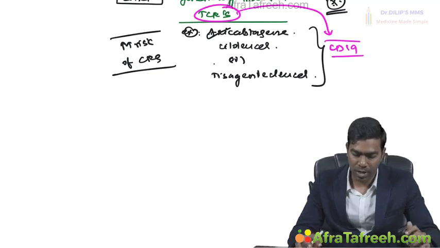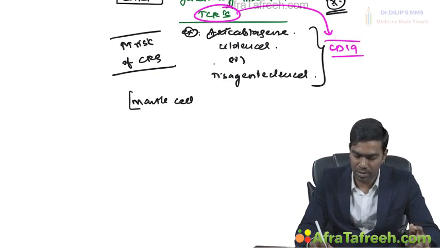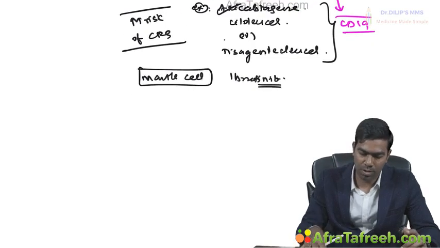This axicabtagene ciloleucel is actually approved for treatment of NHLs. So that's why it's very important. These are genetically engineered T cells, axicabtagene ciloleucel, with engineered T cell receptors directed against the CD19 pan B cell marker. And for mantle cell lymphoma, for refractory or relapsed disease, I told you ibrutinib is one of the important options.